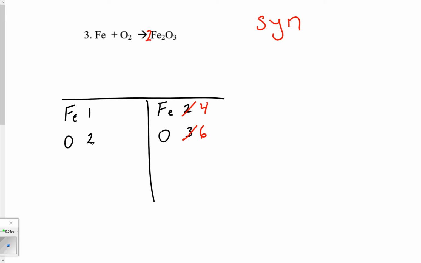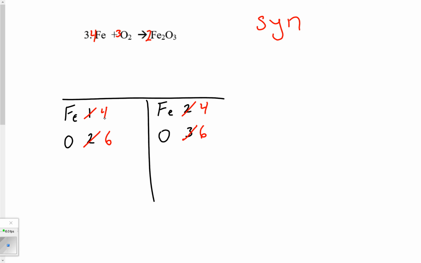So let's go back to the oxygen. Finish our thought. If I wanted 6, then what can I multiply this 2 by? Well, that's easy. 3 times 2 gives me 6. Hooray, I've fixed the oxygen. Well, but now the iron's messed up. I've got 2 times 2, I've got 4 over here and only 1 over here. Well, it's easy. Multiply this times 4. 4 times the 1 Fe is 4, and bam. Thank you very much. This is a balanced equation.